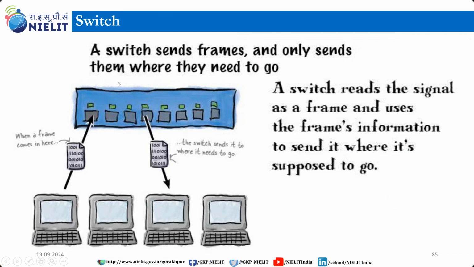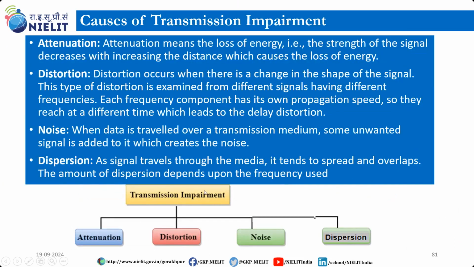And that is why the switch is capable of forwarding a particular message to a particular PC. Like when this PC is sending a message to PC number 3, the switch forwards it to this PC only. It is not going to other PCs. But in the case of a hub, this data was going everywhere.